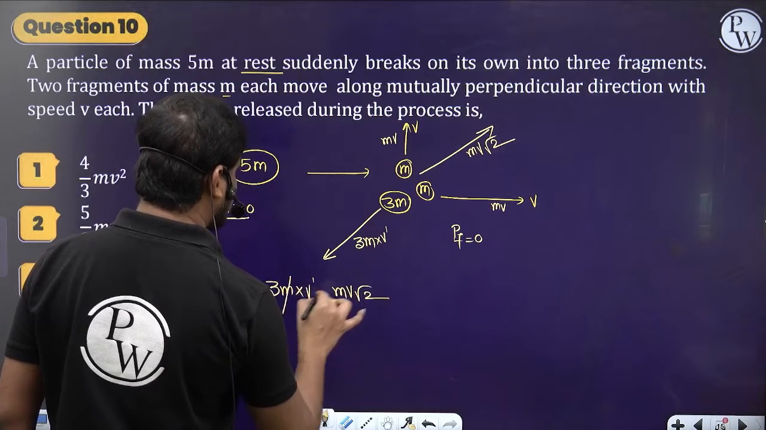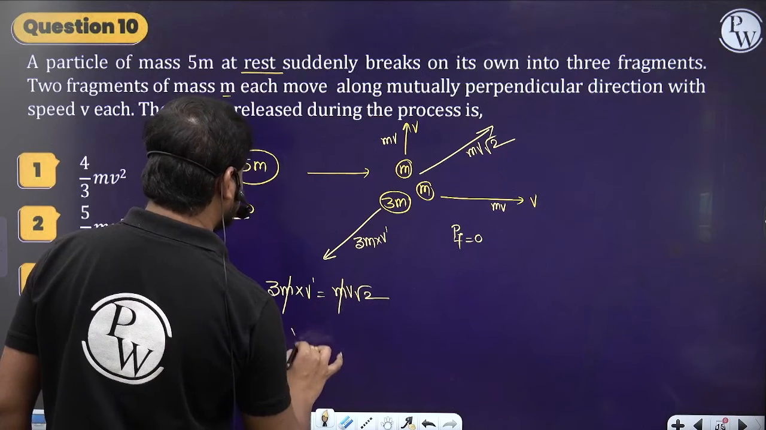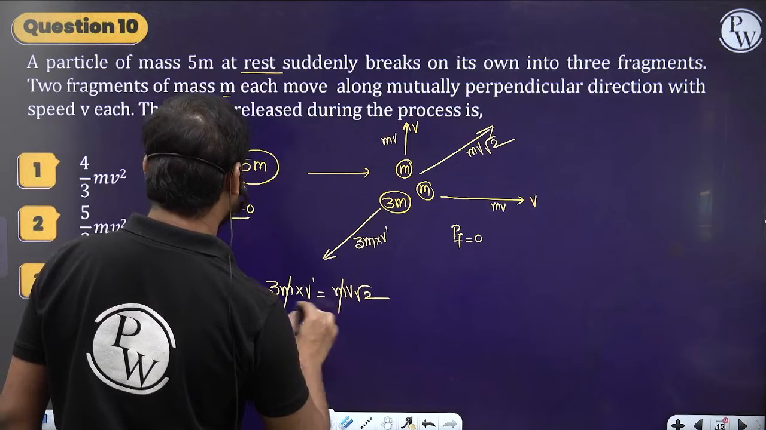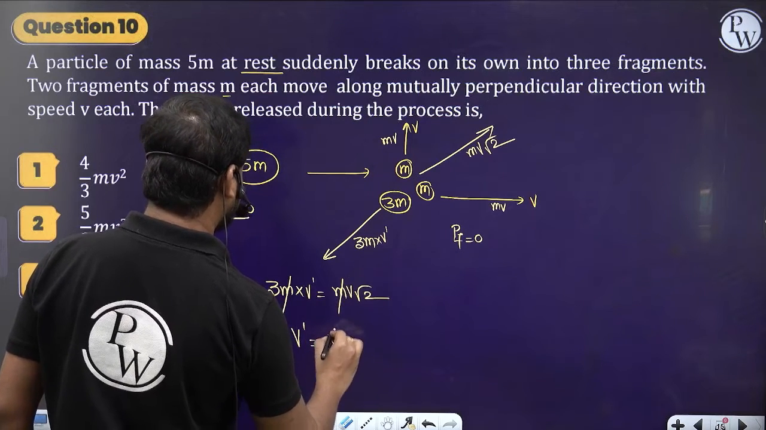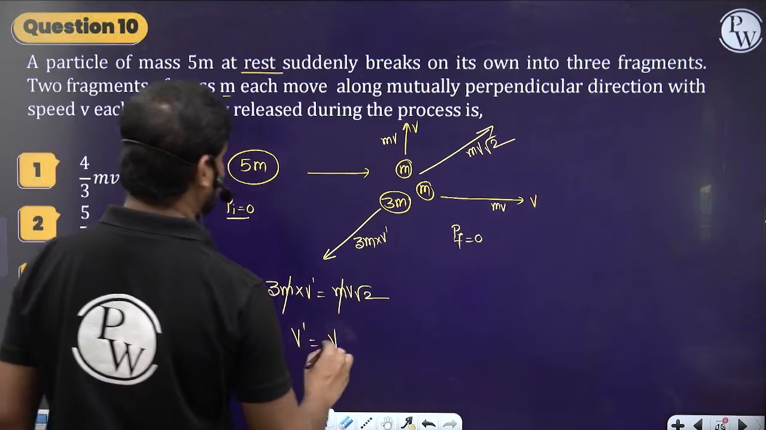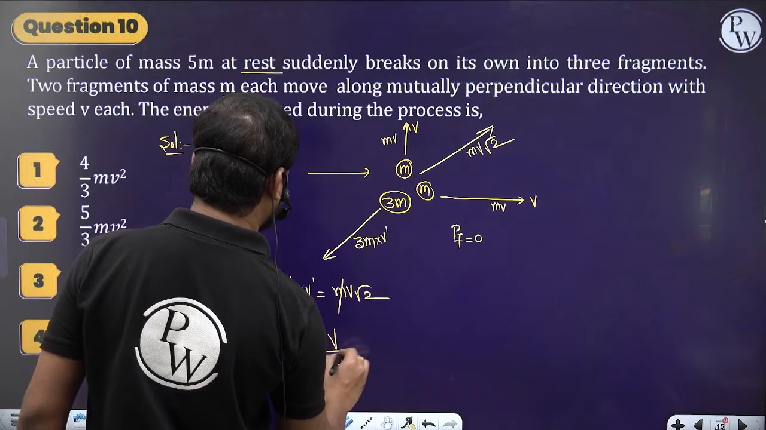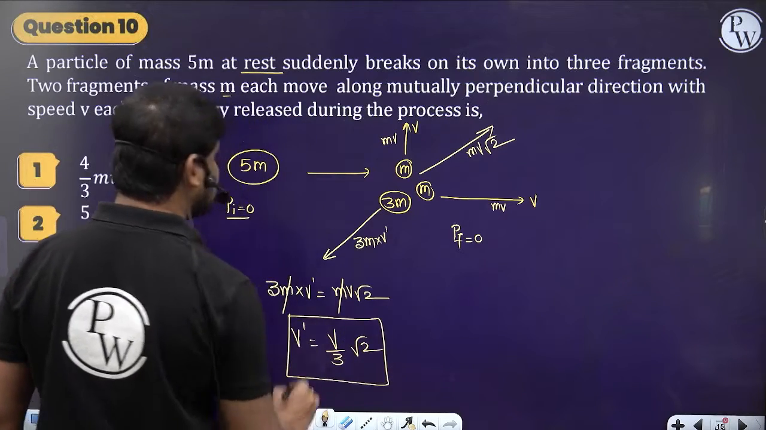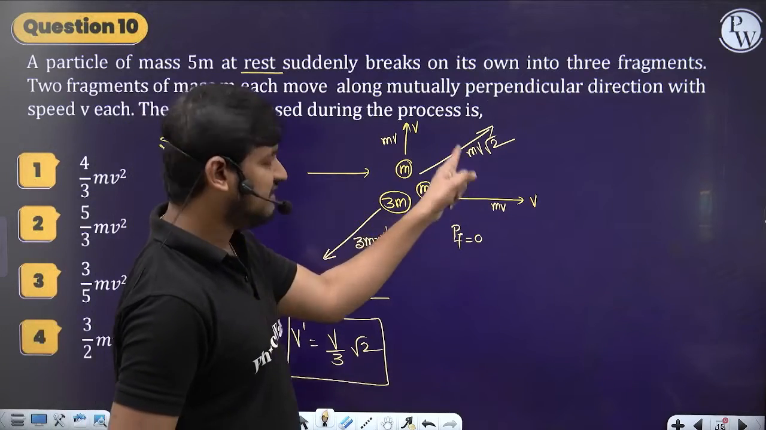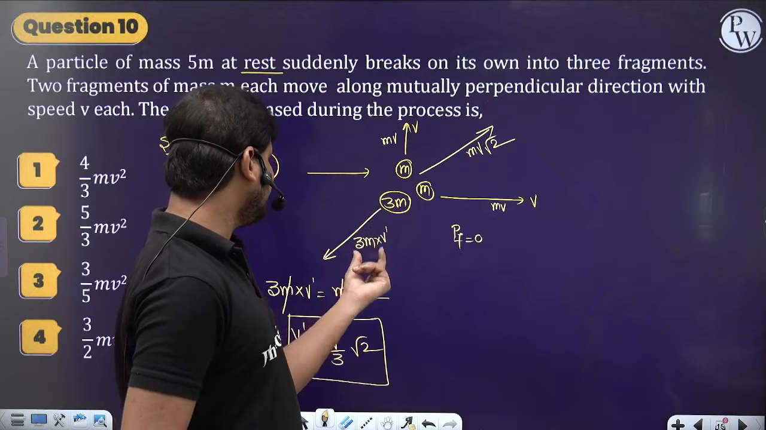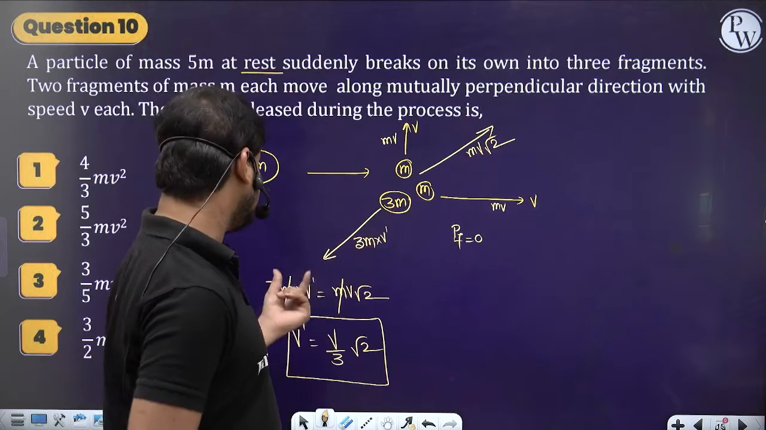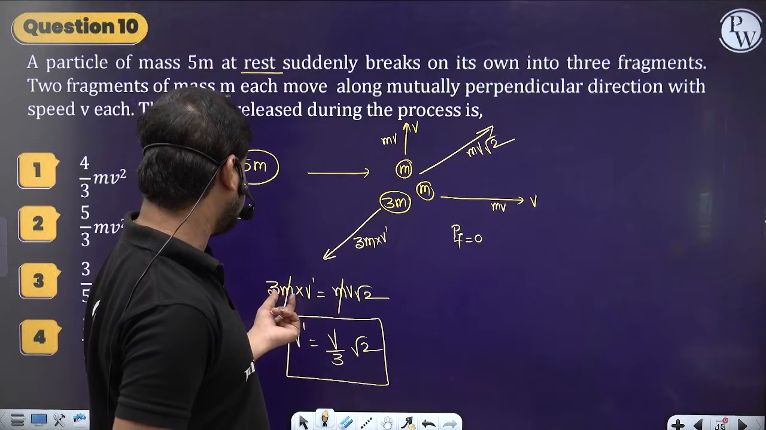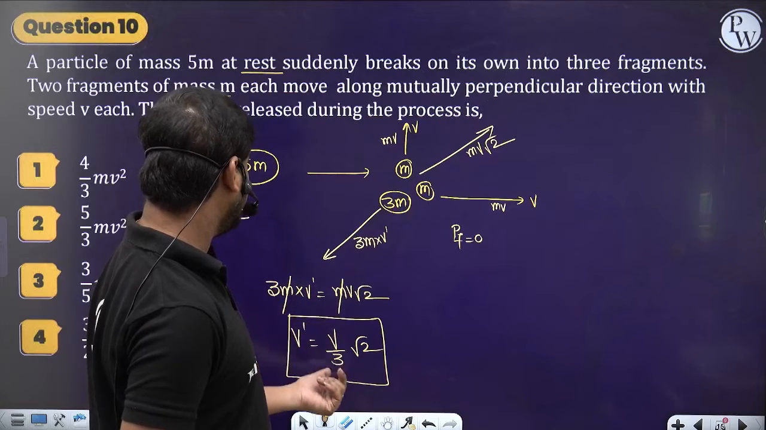From here m gets cancelled. So v dash is equal to v by 3 into root 2, that is, v root 2 by 3. This is v dash. Yes or no? Correct, right? 3m into v dash equals mv root 2, m cancels, so v dash equals v by 3 into root 2.